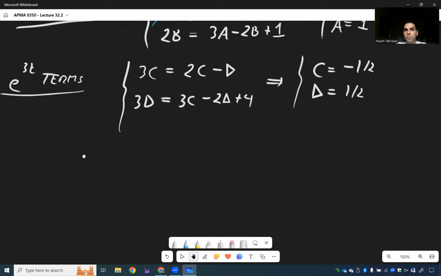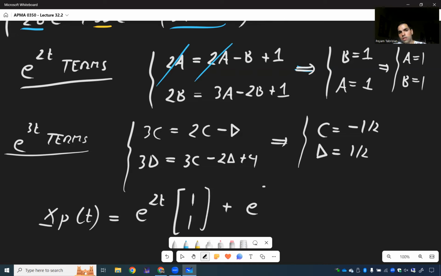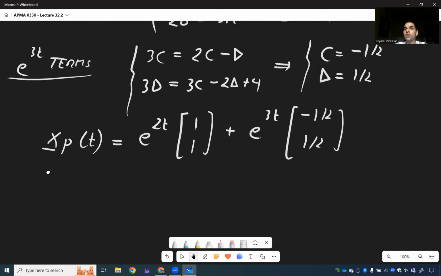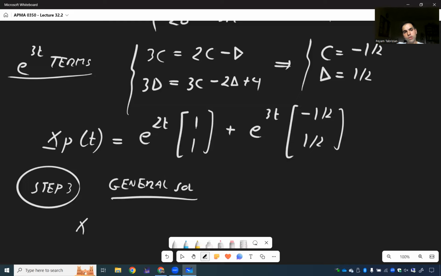So what does that tell you about your particular solution? So xp of t was e to the 2t times a, b, so 1, 1, plus e to the 3t times c, d, so minus 1/2 and 1/2. So that was the particular solution, and just as before, the same fact is true for the general solution, namely that the general solution x of t is the homogeneous plus the particular solution.